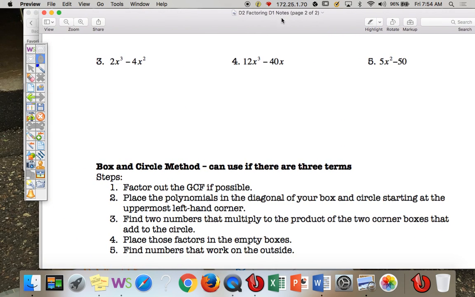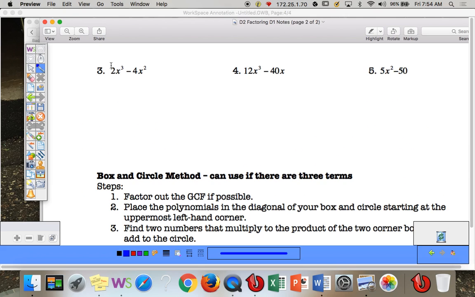Let's try the next one. Number 3, again, we have a 2 and a 4. We know we can pull out a 2, but this has an x cubed and an x squared. We can actually pull out an x squared from each of the terms and still get a whole number. So let's do that. So when we do that, we're dividing each of these terms by 2x squared.